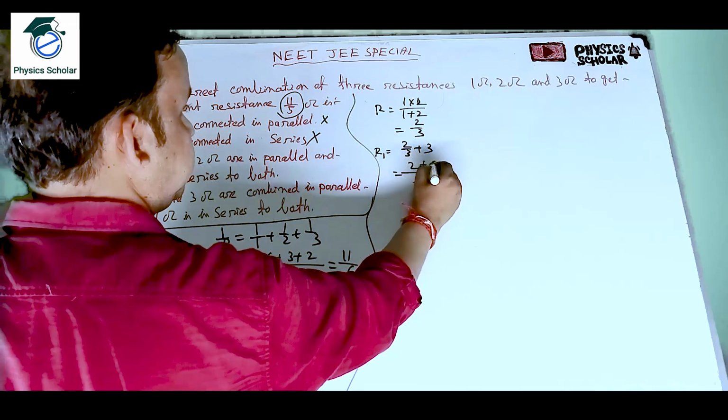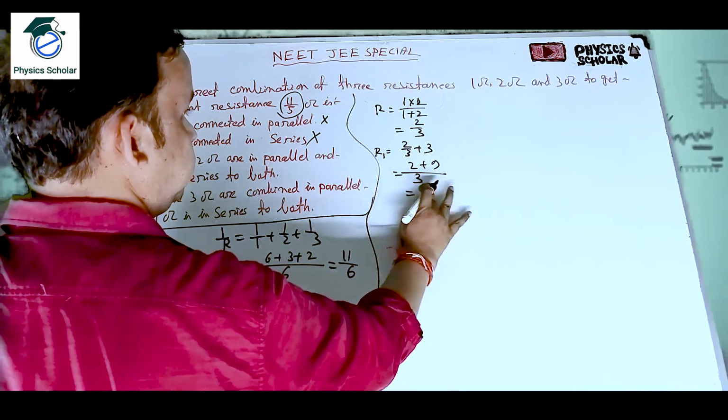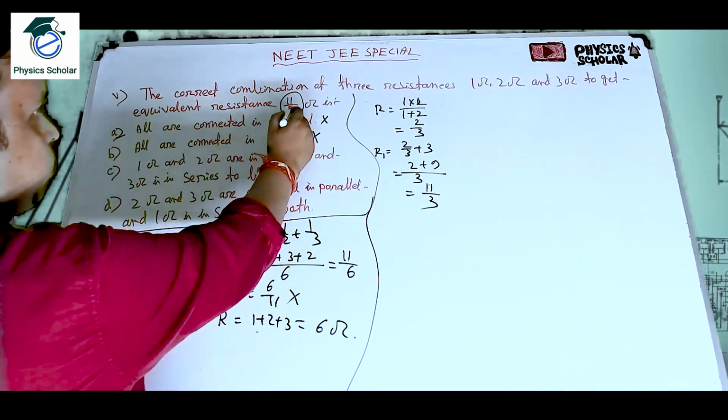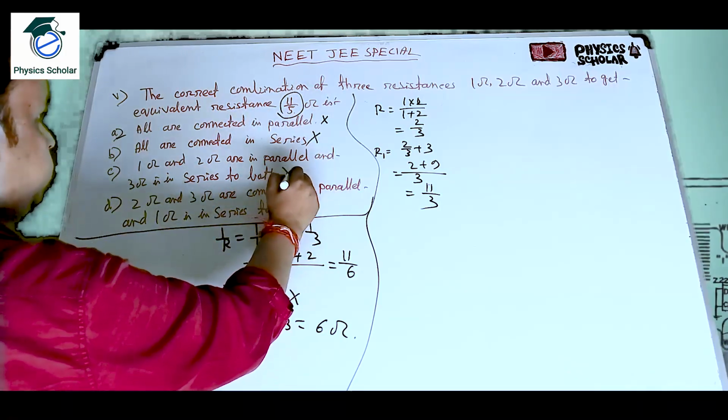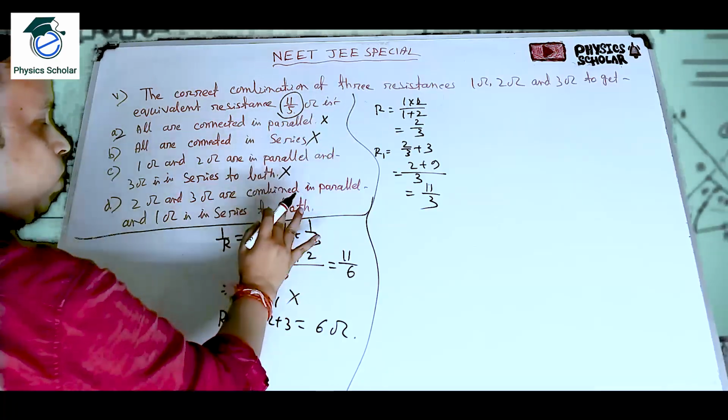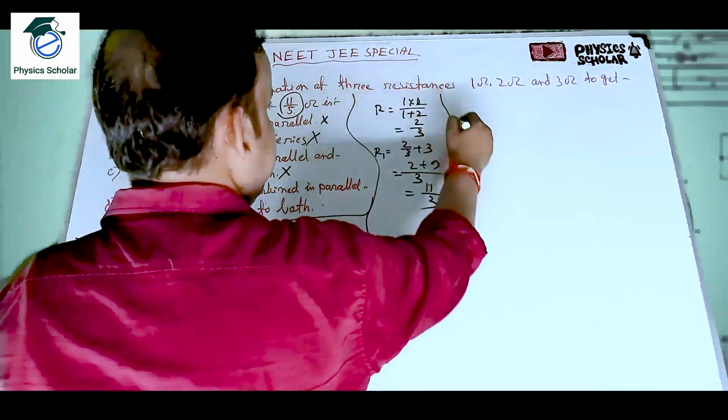So 2 plus 9 is equal to 11 by 3. Clear? So 11 by 3 is not correct, it should be 11 by 5. So this option is also not correct. Technically this option should be correct because the others are not correct, but we will also check this.